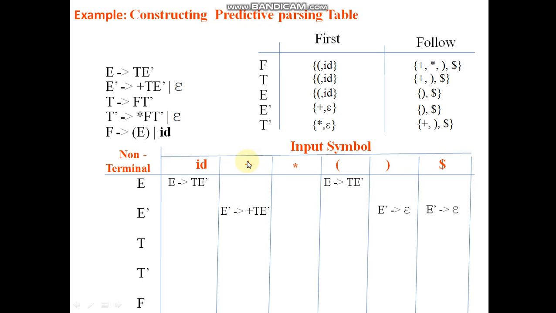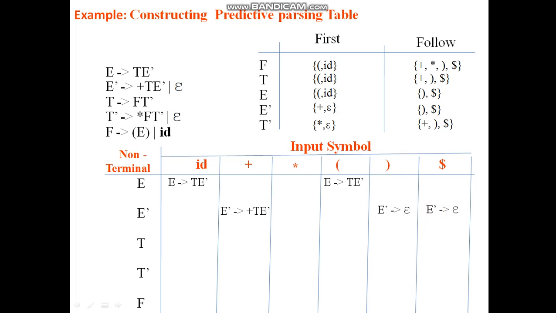Here you can see E dash gives plus T E dash. This entry is made only in the plus column, because only plus is present in the first of E dash. Only the plus terminal is there, not other terminals. Therefore only in the plus column do we make the entry of this E dash production.